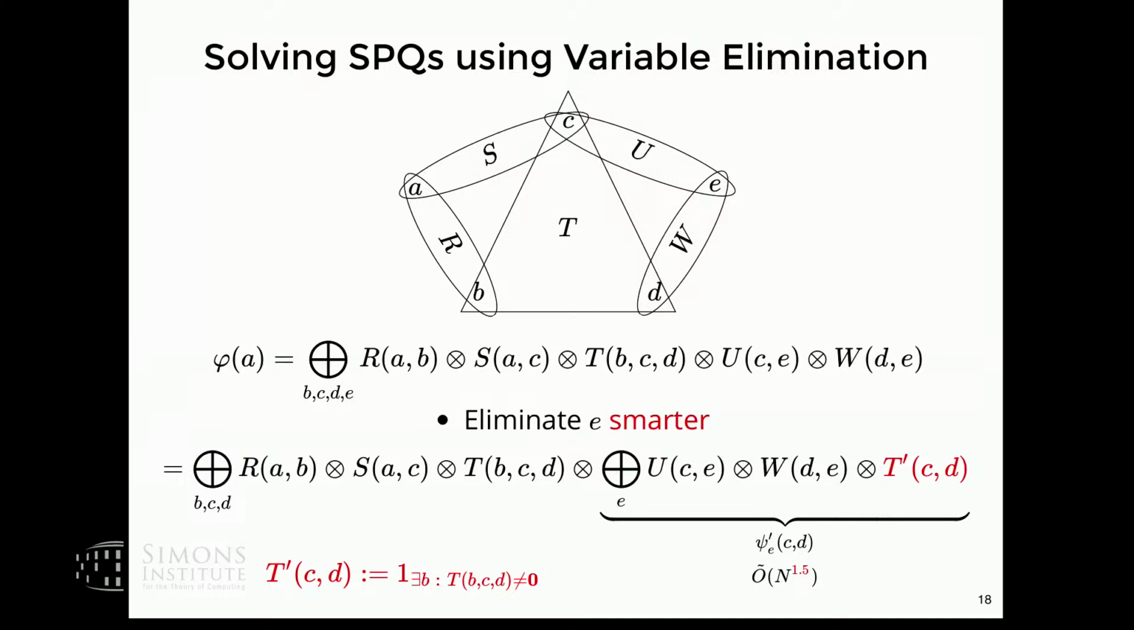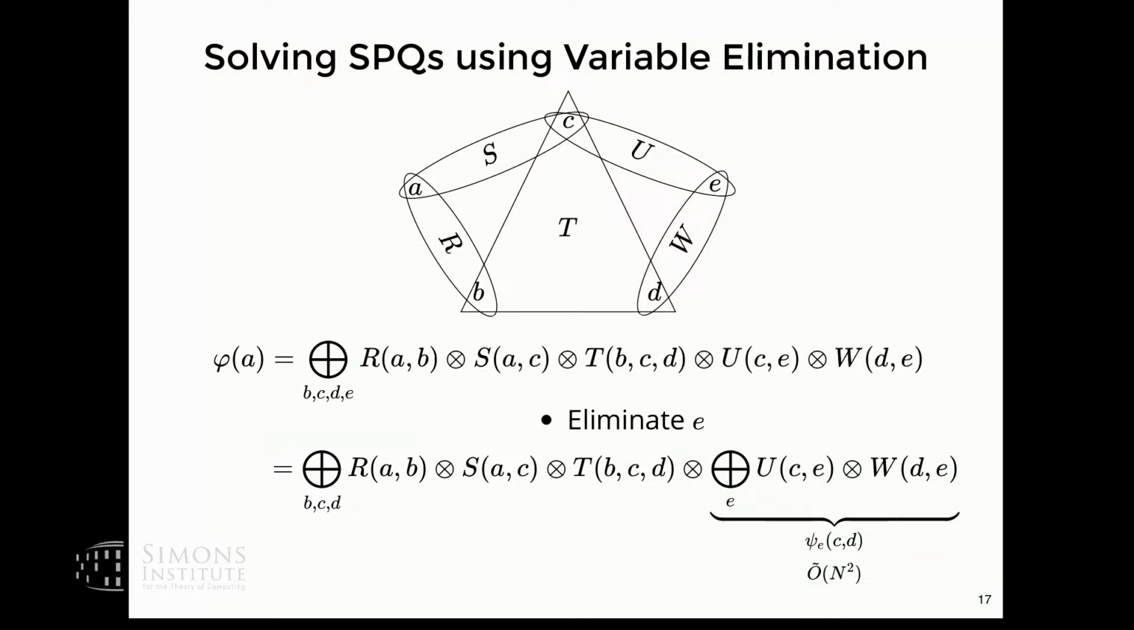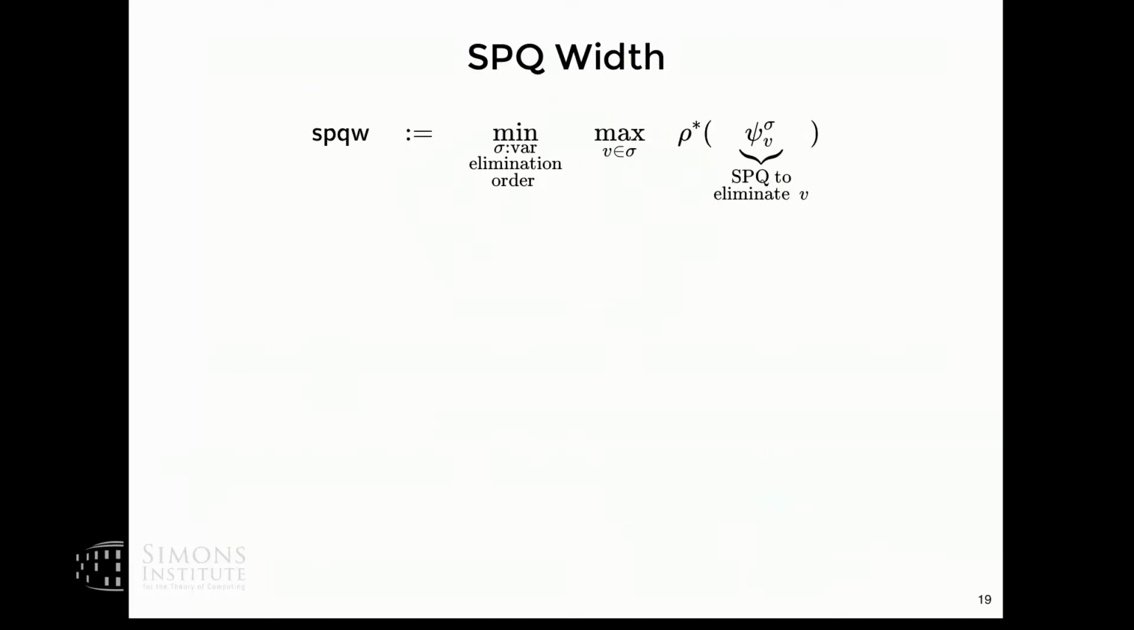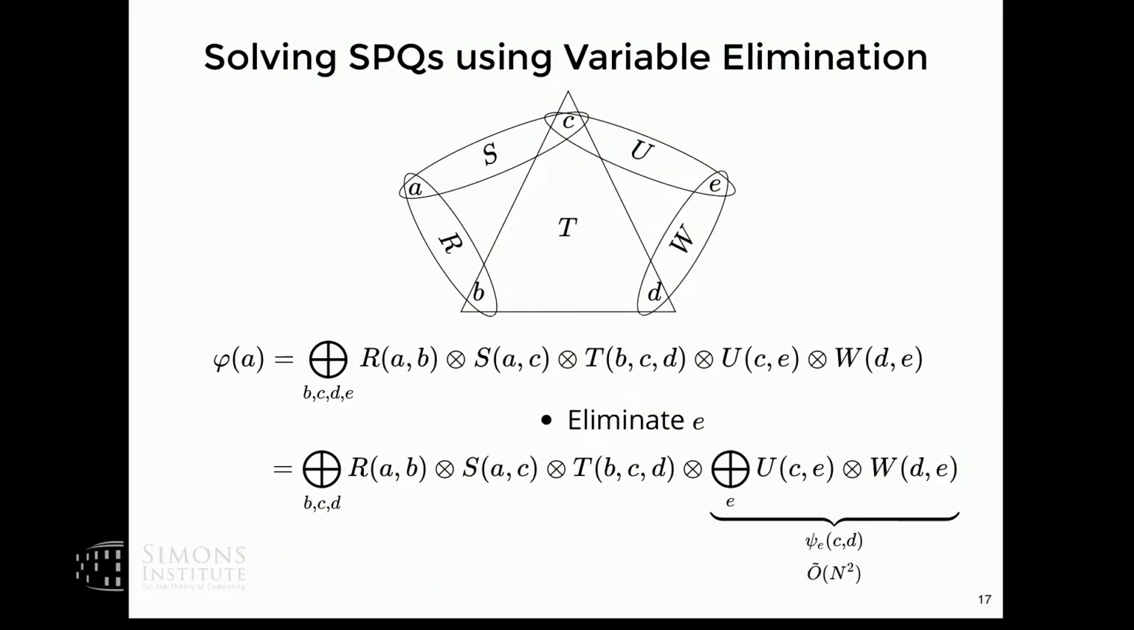Yeah, so basically, the way we describe it is as follows. In order to eliminate, let's say, a variable E, we have to define a new function. We have to solve an SPQ over CED, because C and D are neighbors of E in this hypergraph. Now, the quantity rho star that I'm using here is basically the fractional edge cover number of this subset of the hypergraph, CD and E.